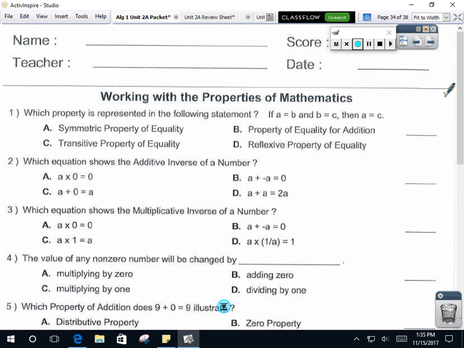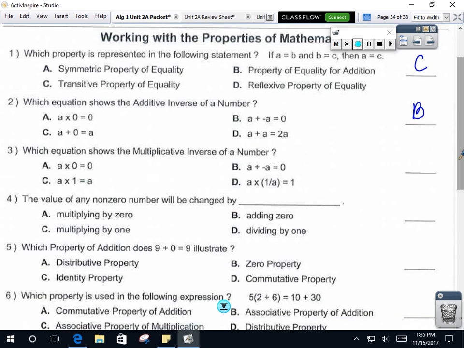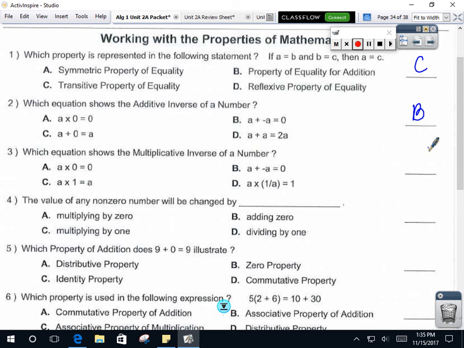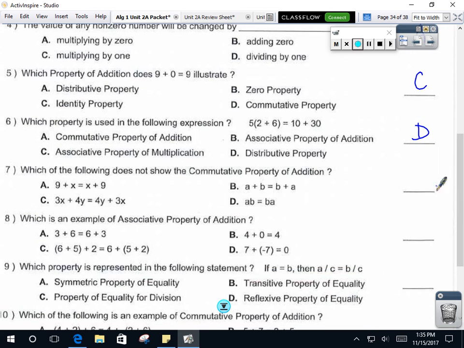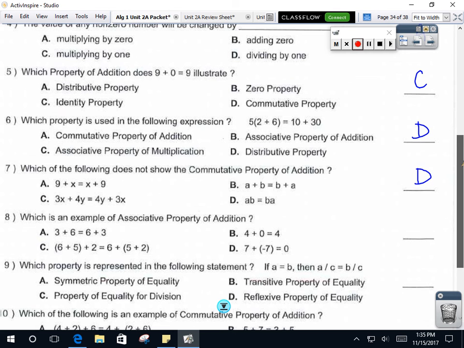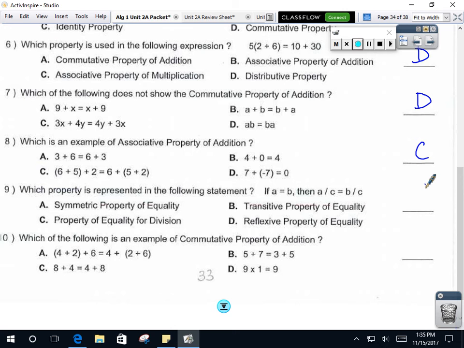Okay, guys, here we go. Page 33, you should have got number 1, C. Number 2, B. I'll take questions after I've given them. C, B, number 3 is D, number 4 is A, number 5 is C, number 6 is D, number 7 is D, number 8 is C, 9 is also C, and 10 is also C. Are there any that you would like me to go over that you got wrong and you don't understand?